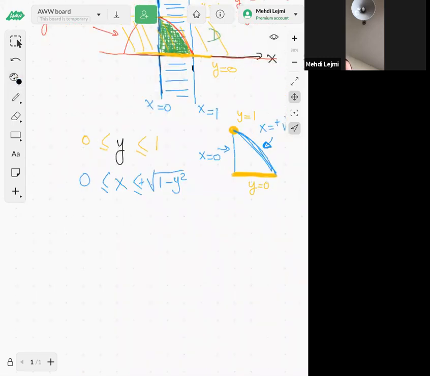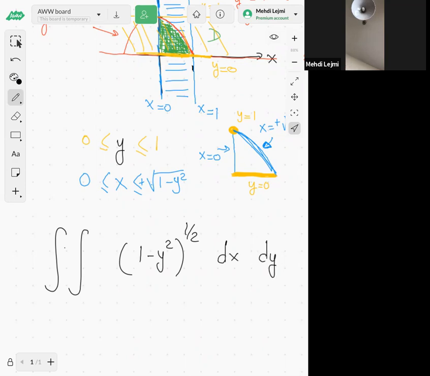So I can change the order of integration. We keep the same function, which is 1 minus y squared to the power half, or square root of 1 minus y squared. Now I changed the order of integration, so here's my dx and then dy. Now my x is between 0 and the positive square root of 1 minus y squared, and my y is between the two constants 0 and 1.